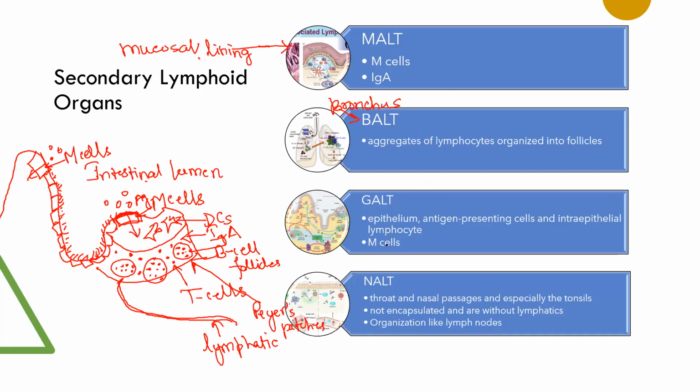NALT, that is nasopharyngeal associated lymphoid tissue, is present in the throat and nasal passages, especially the tonsils. The difference is that these are not encapsulated, so they don't have a very well-defined structure like this. And they are without the lymphatic system, so lymphatic capillaries are very few or not present.